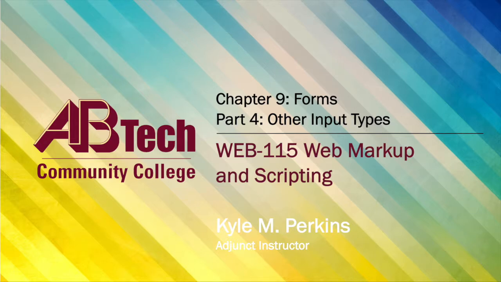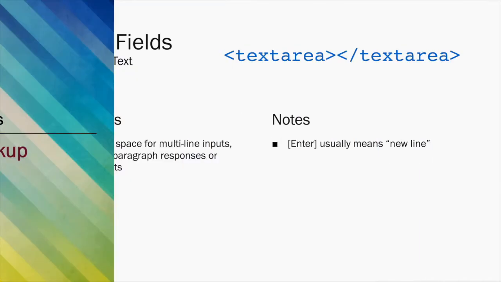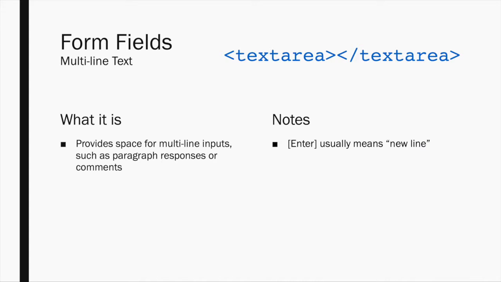In this video, we're talking about other input types. From before, we talked about a lot of input values. In this case, we're talking about multi-line text, or a text area. This provides space for multi-line inputs, such as paragraph responses or comments.